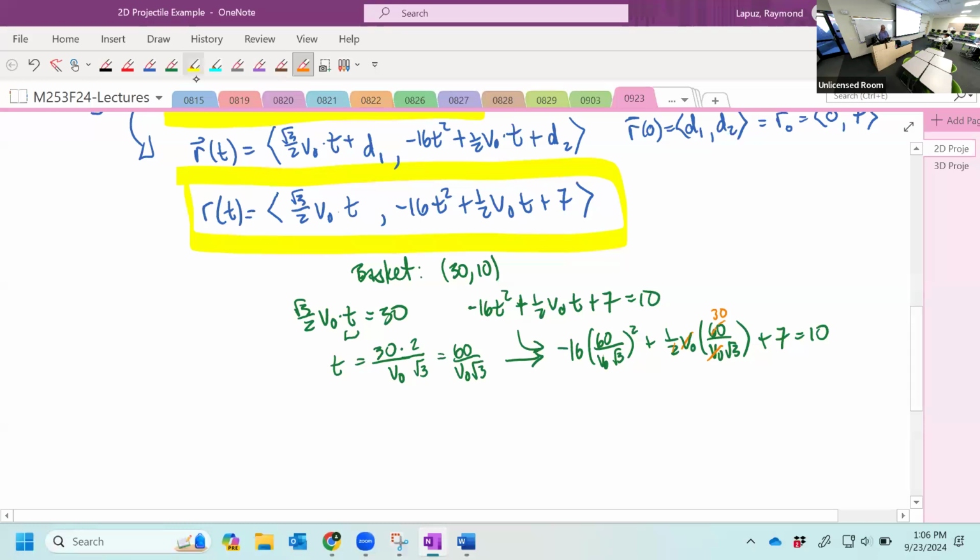So maybe I should really be careful about this. This is 60 squared, that's 3600. And then root 3 squared is just going to be 3. And so this simplifies to 1200. So that's what I'll get. Oh, thank you. Another 0.